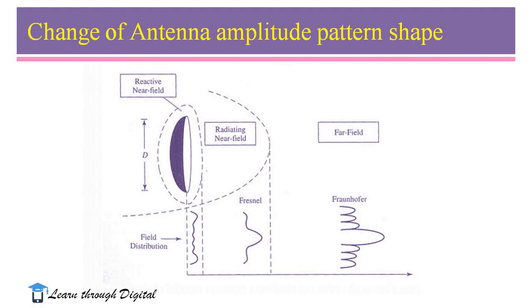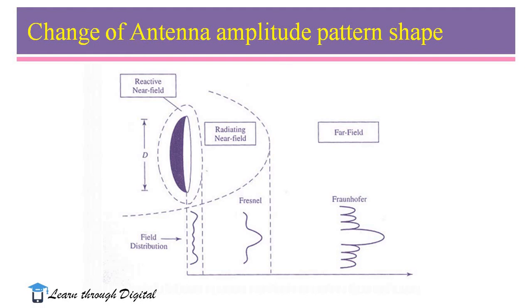So from this we could understand how the shape of the radiation pattern changes with respect to the distance from an antenna. I hope you are clear about how the field regions are classified and what the boundary conditions for the field regions are.